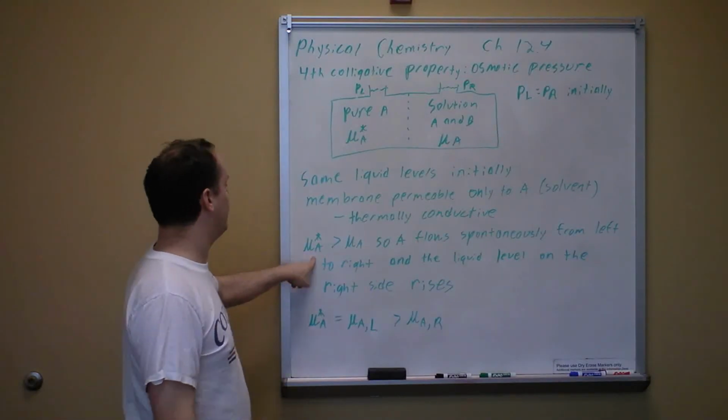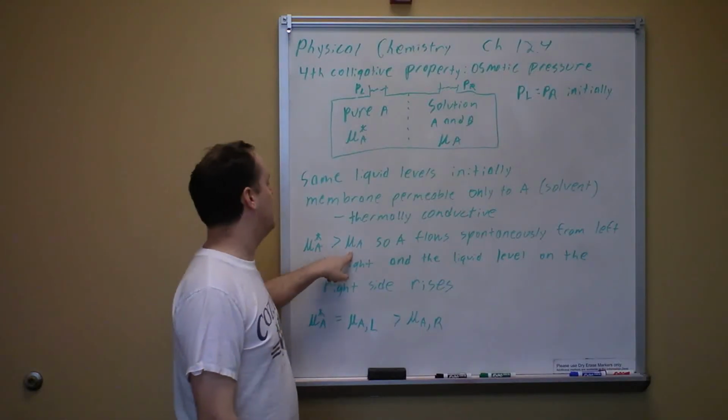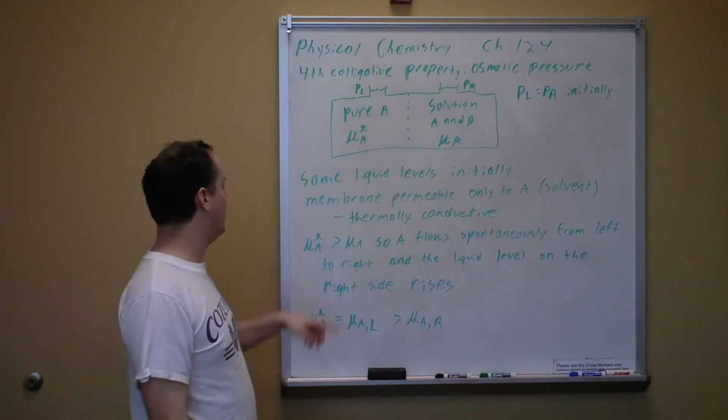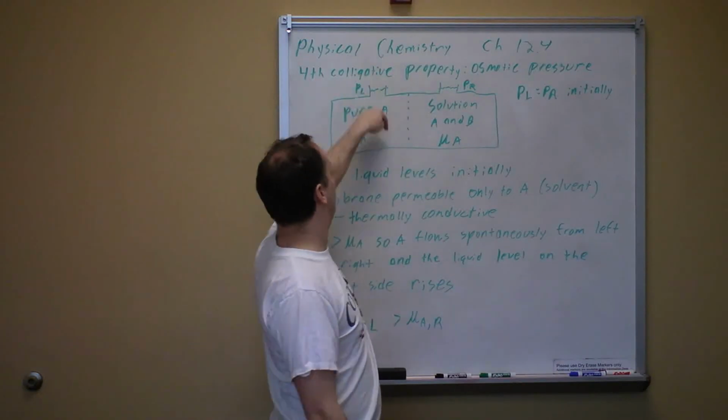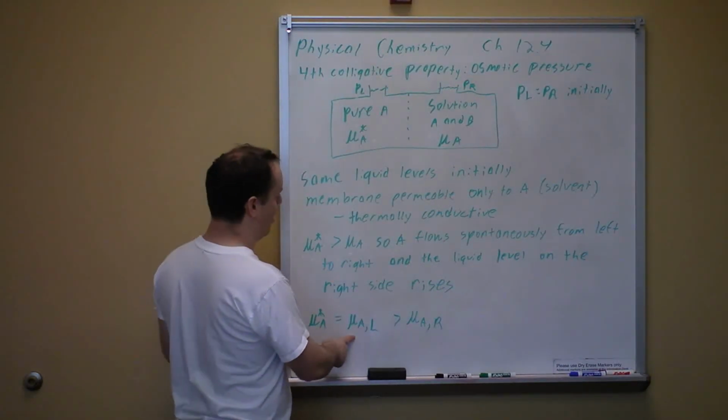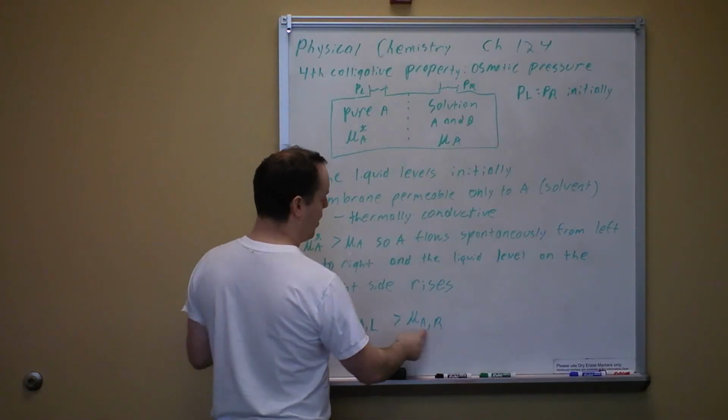Now, we know that mu A star is going to be greater than mu A, because A is going to spontaneously flow from left to the right, and the liquid level here is actually going to rise. This one will go down. So we know on the left side we have mu A star, and it's got to be greater than mu A on the right.